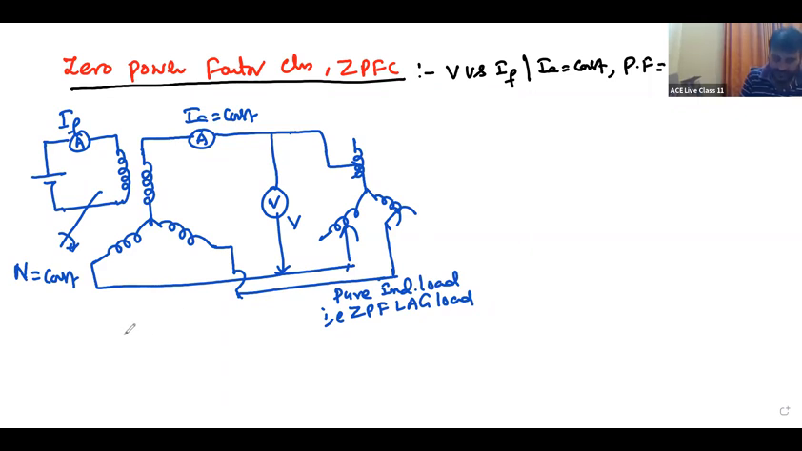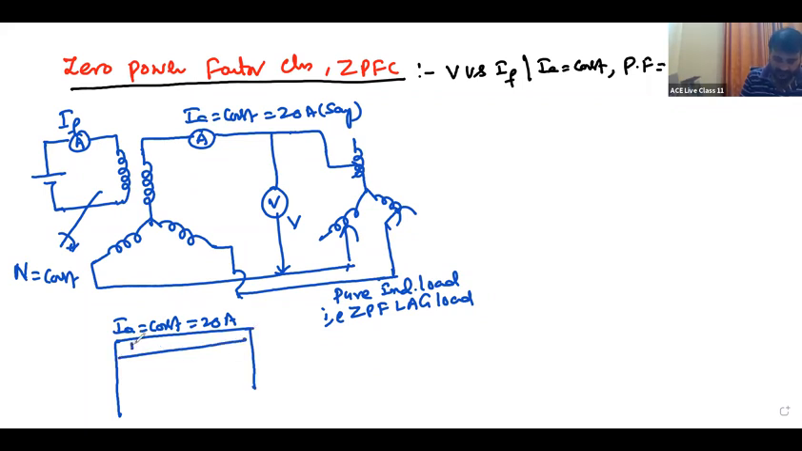And let us take IA constant here, say some 20 amperes. I want to maintain IA at 20 amperes. Then measure the field current and voltage, IF and V.